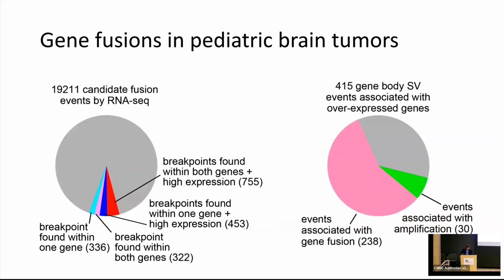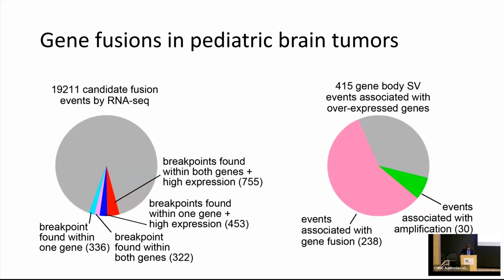We could identify gene fusions in pediatric brain tumors by an integrative analysis method. So just by RNA-seq analysis, candidate fusion events can be identified just looking at chimeric RNA-seq reads. But if we cross that with the whole genome results, we find that only a fraction of these candidate fusion events by RNA-seq also would have an SV breakpoint within one or both genes, and as well as associated with overexpression of one or both genes.